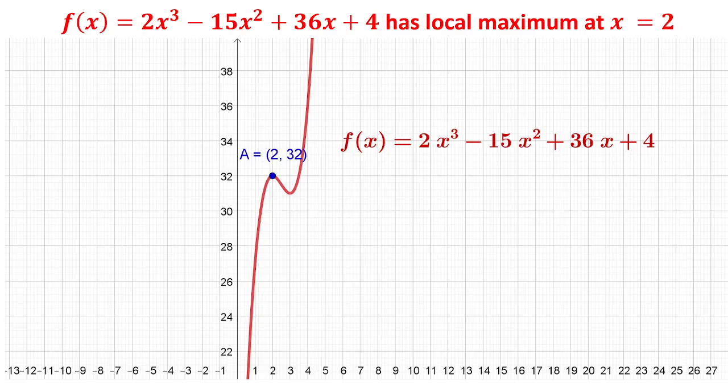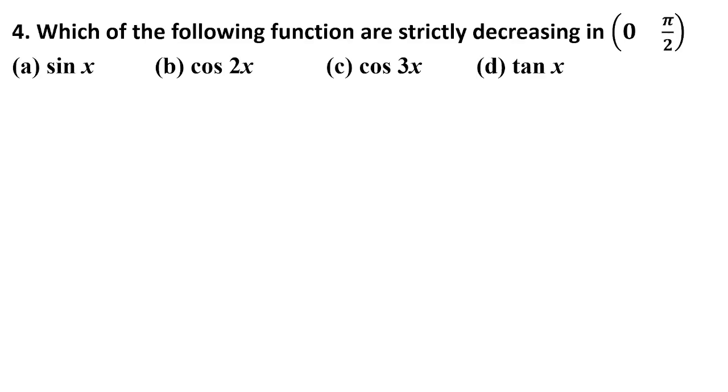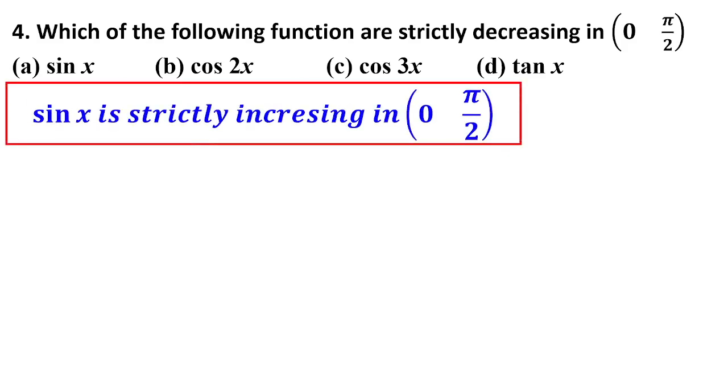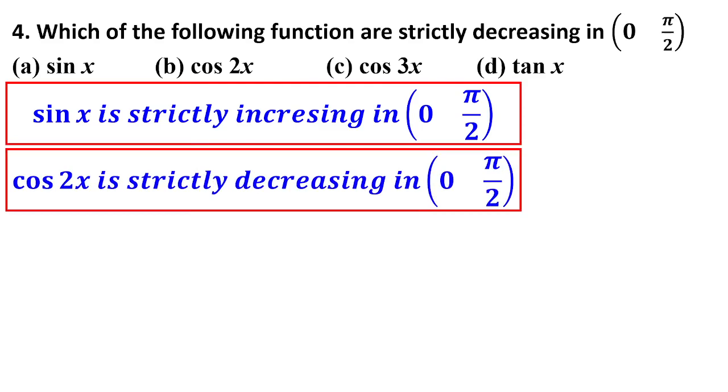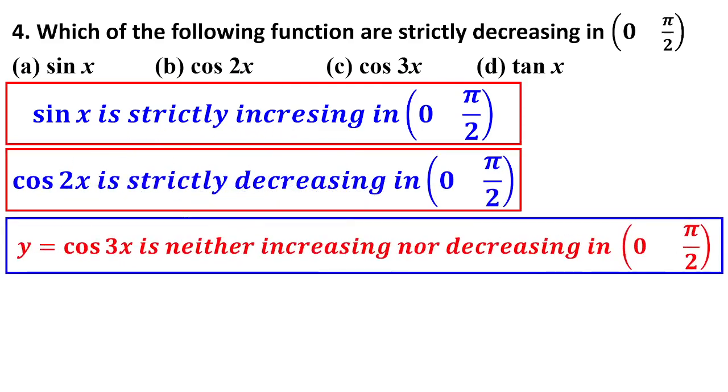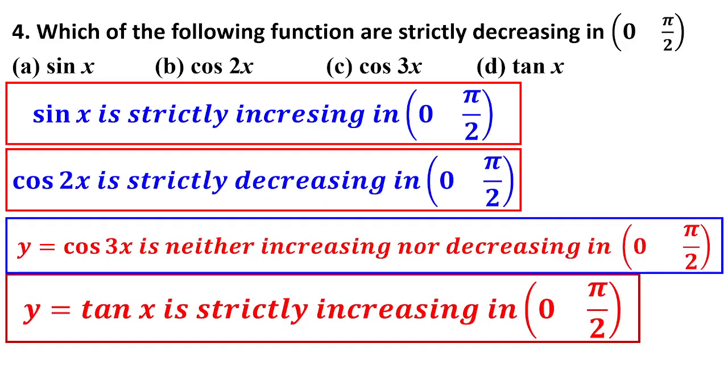Now this graph you are seeing has a local maximum at x is equal to 2. Question number 4. Which of the following functions are strictly decreasing in 0 to pi by 2? Sin x is increasing, cos 2x is decreasing in 0 to pi by 2, cos 3x is neither increasing nor decreasing, and tan x is strictly increasing. Now this can be found by finding their first derivatives also, and the answer is cos 2x.